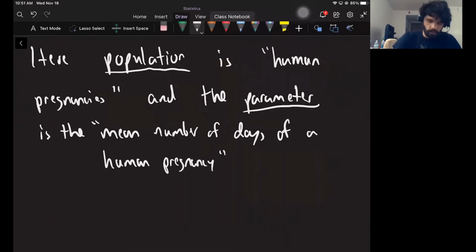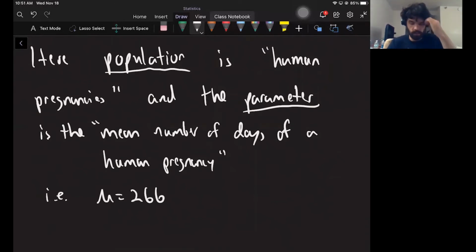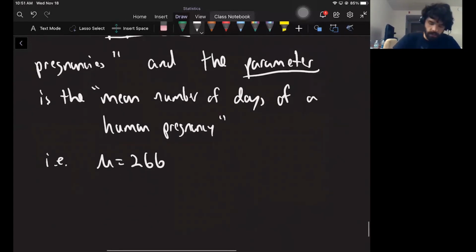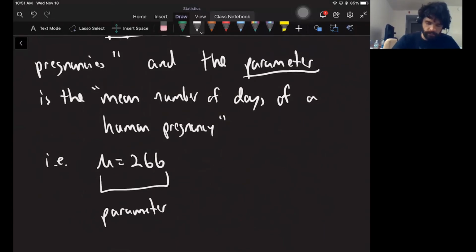So this is given to us, it's 266. That's the number associated to human pregnancies. It's the mean number of days, so it's 266. So this is a parameter. And it's known or given to us or assumed.